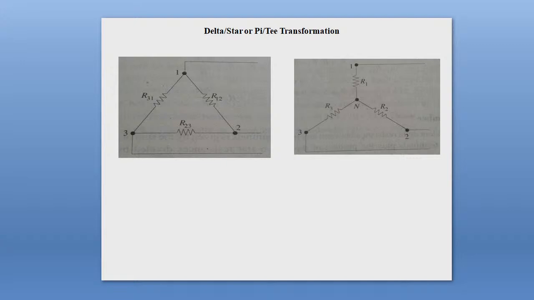So for this case, suppose we want to convert the delta network to the star network. We will calculate their terminal resistances. First, you tell me what the terminal resistance will be across terminals 1 and 3 for the delta network. It is given as R31.